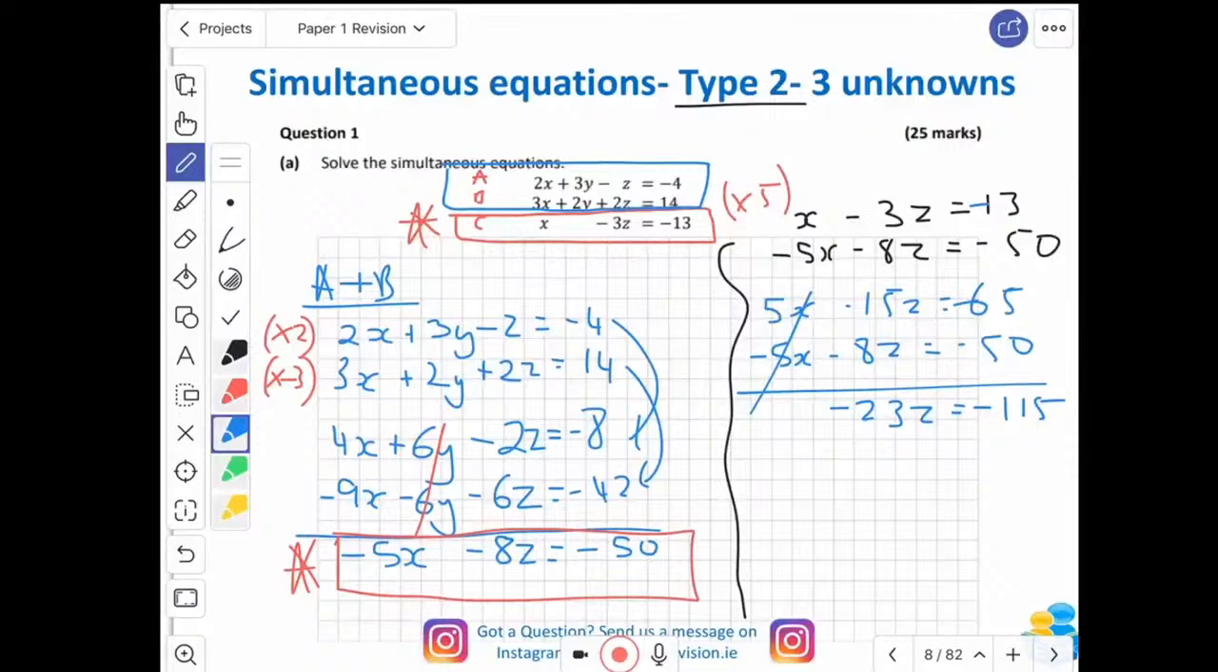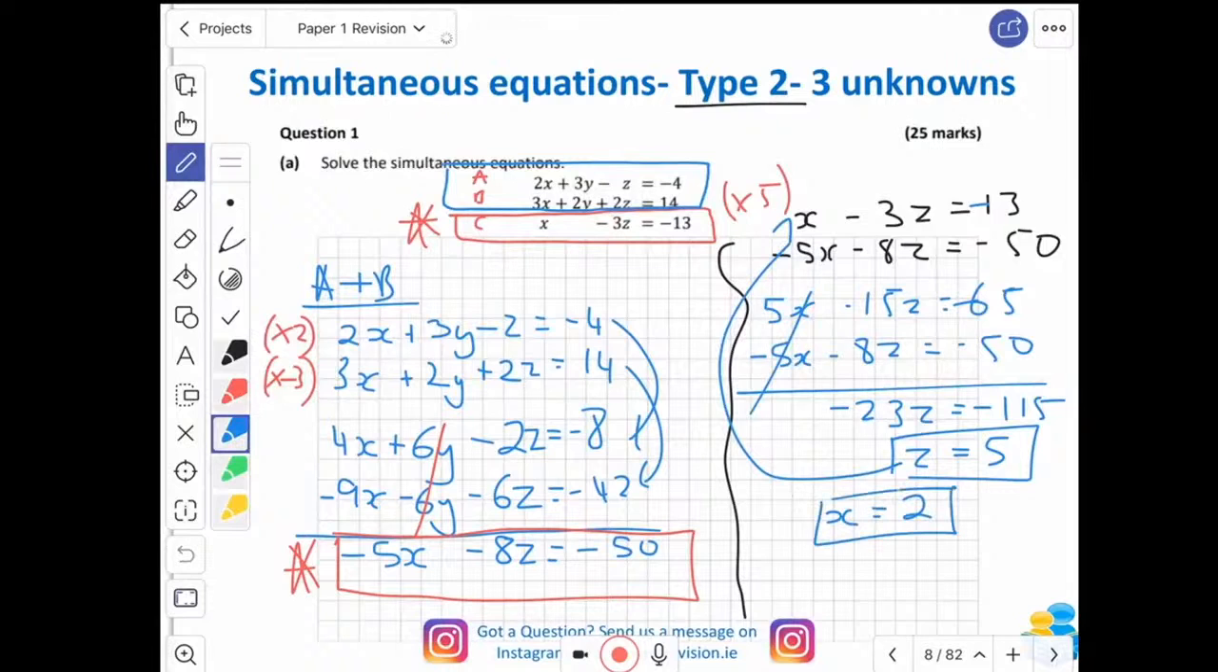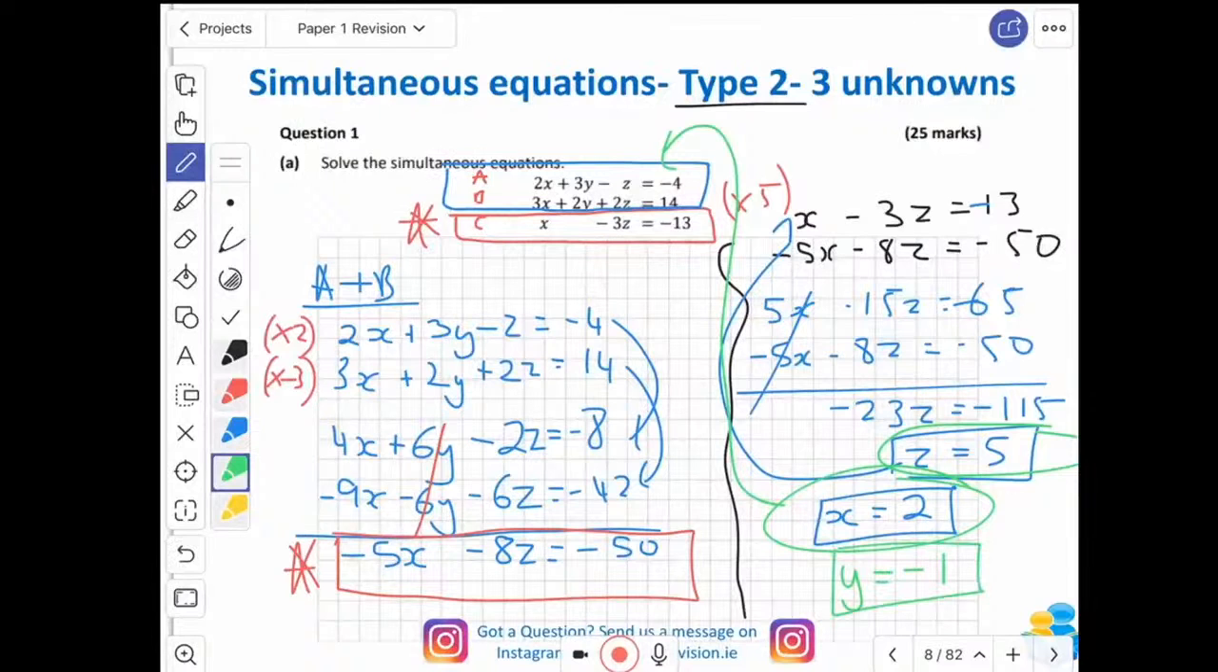And I'm going to divide that by my minus 23, so I'm dividing that in, and I'm getting that z is equal to 5. Then you're simply going to substitute that back in up there to get your x value, and you end up getting x is equal to 2. And then finally, to get your y value, you're going to have to take both of these answers, your z and your x, and substitute them back into one of your original equations that had y in it, and we end up getting that y is equal to minus 1. Okay, so that is our next example on simultaneous equations where we have 3 unknowns.